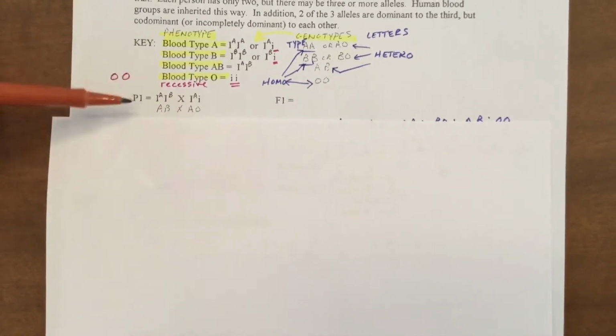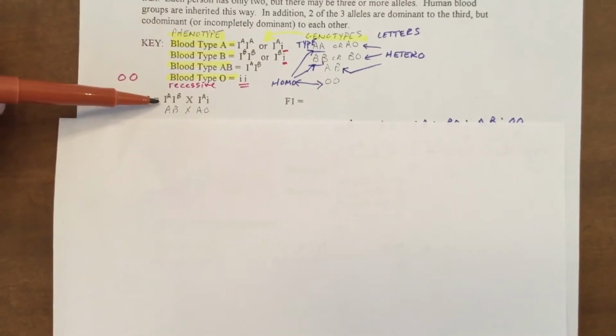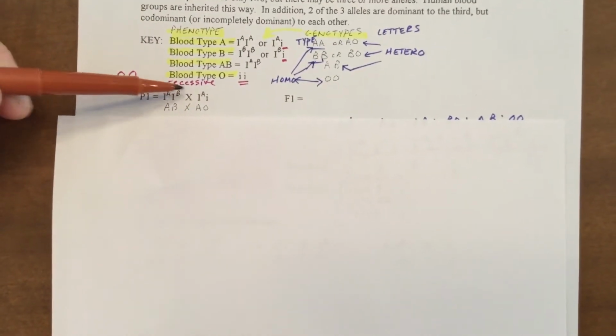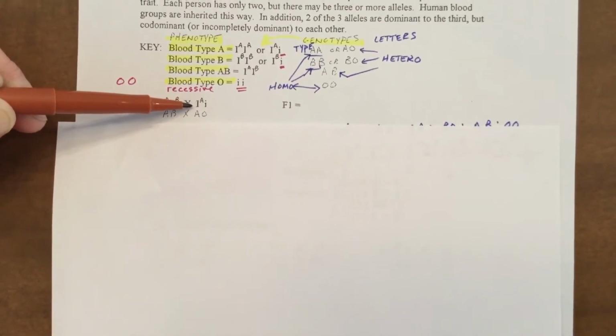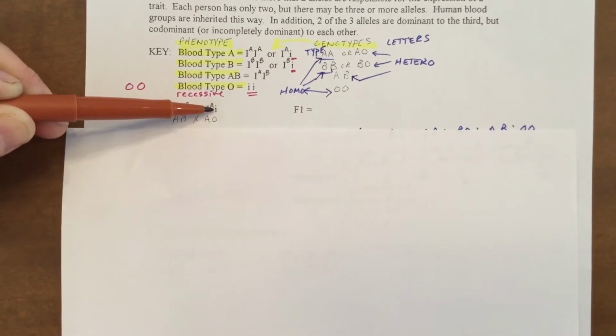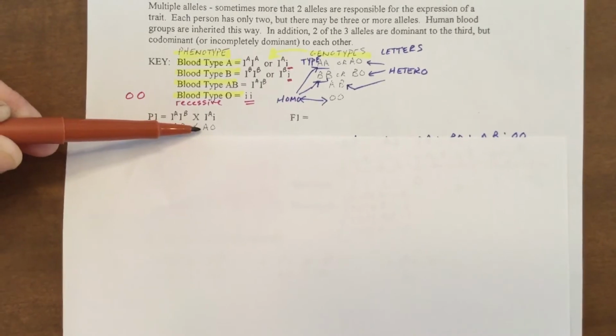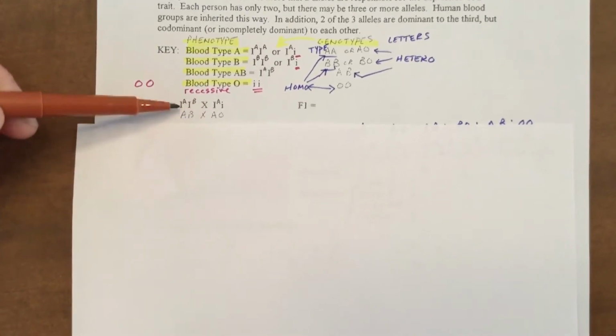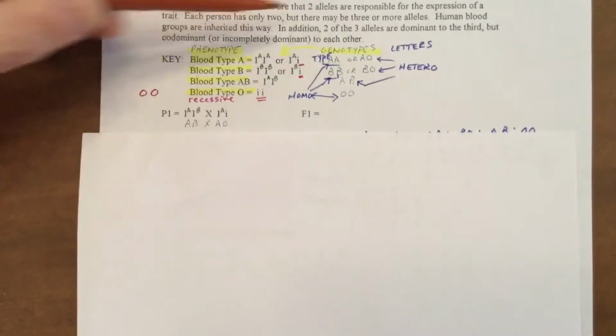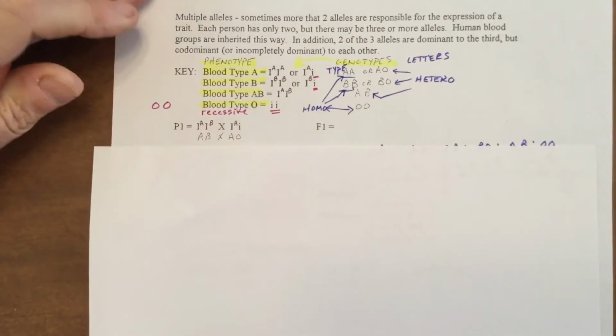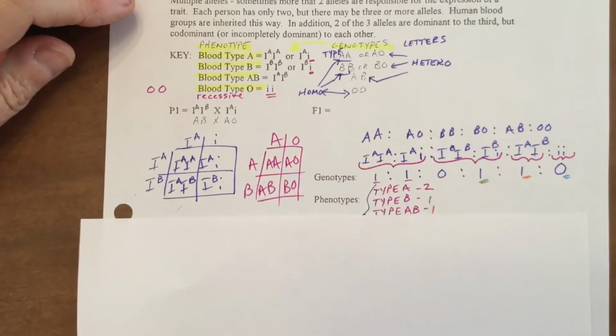So depending on which method you do it, here's my type AB, big IA, big IB. Here's my heterozygous type A, big IA, there's that little i there. Same thing here, big A, big B, cross with AO. They mean the same thing, depending upon which key. I don't need to see both versions there, though. Then you guys go through and do your Punnett square.